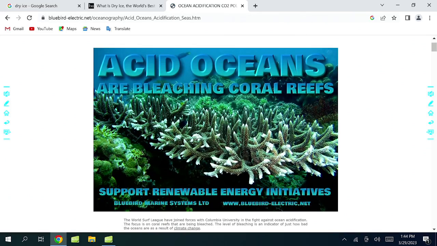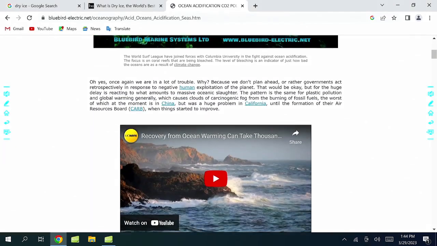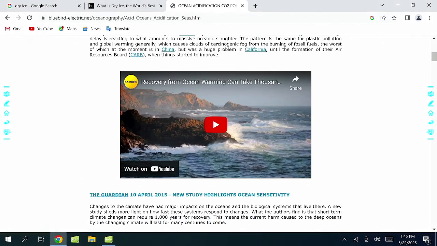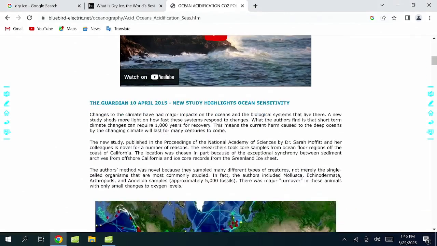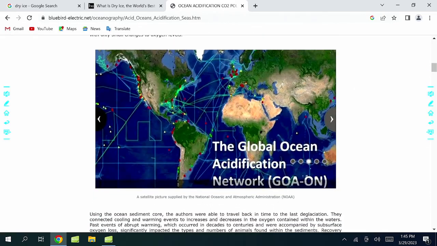See what you see, this is coral bleaching. When the coral gets bleached, it looks like this. There is no algae inside the coral and ultimately the corals have died. This is what is happening with the Great Barrier Reef. And recovery from ocean warming can take thousands of years. See the Global Ocean Acidification Network.